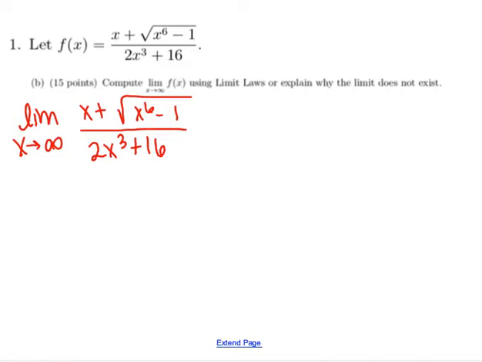Anytime we have a limit going to infinity, what do we have to try and do? This is our 2.6 stuff. Take the x out. We're going to divide by the highest degree in my denominator. So my highest degree in my denominator is x cubed. So I'm going to divide everybody else by an x cubed.